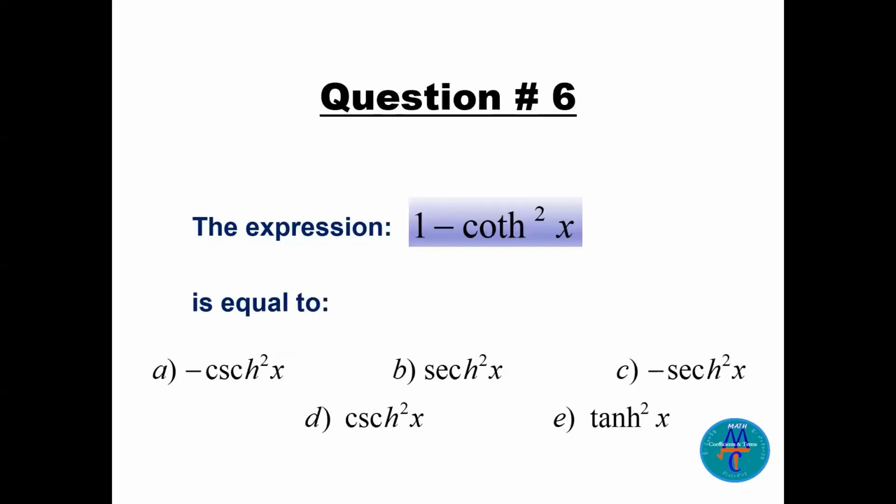Question number 6, let's find the expression of 1 minus hyperbolic cotan squared of x. Is that equal to minus hyperbolic cosecant squared, or hyperbolic secant squared, or minus hyperbolic secant squared, or hyperbolic cosecant squared, or hyperbolic tan squared of x? Let's see that.